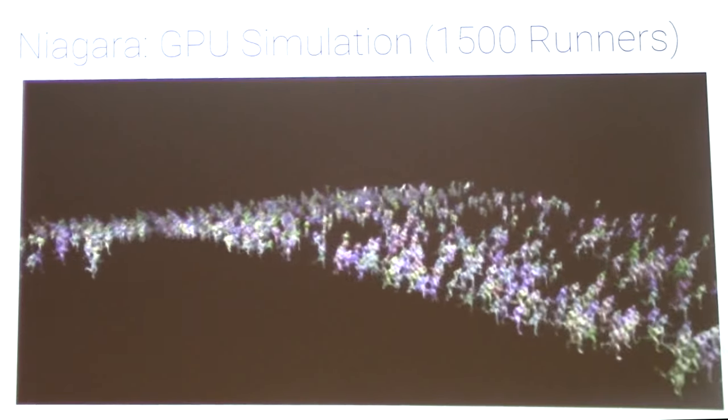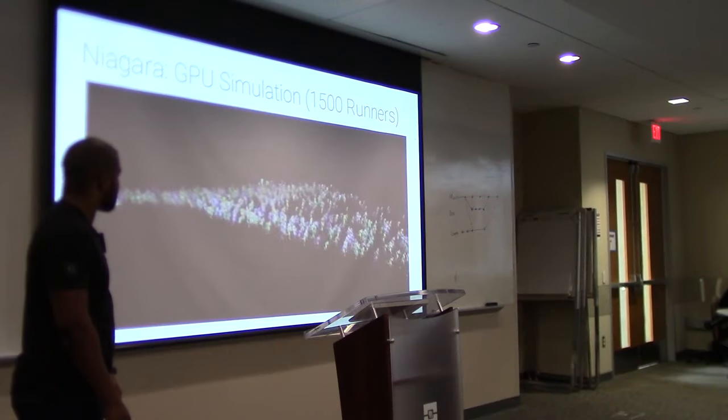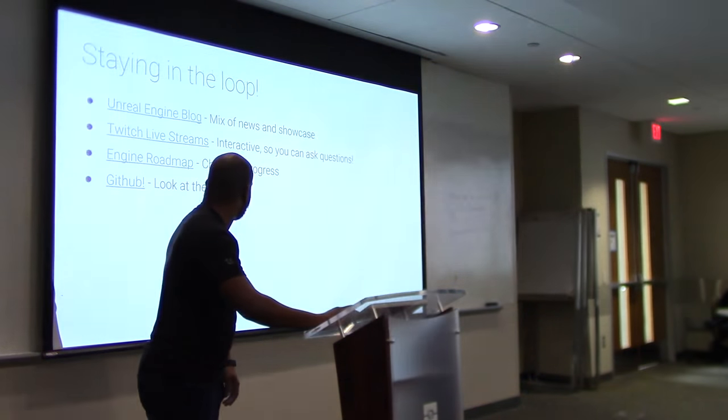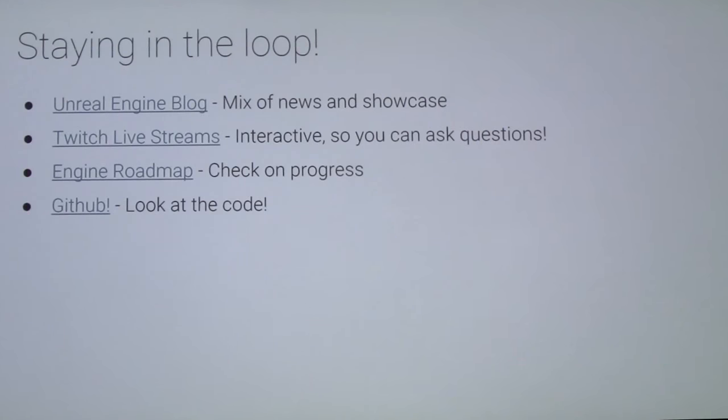And this is an example of GPU simulation. What's represented here are approximately 1,500 runners that are being steered by a curl noise. There's all of this happening on the GPU. These are two of the things that are coming, that are going to be released hopefully in the near future, in our next one, two, three releases.